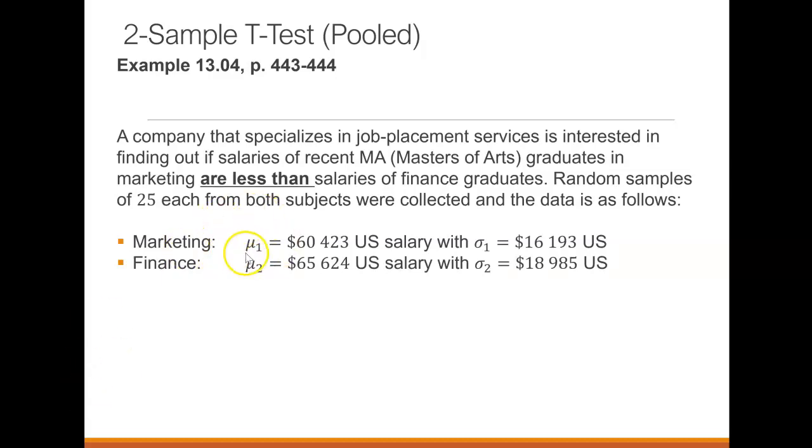Anyways, so the marketing average salary from our sample is $60,423 with a standard deviation of 16,193. And the finance is $65,624 with a standard deviation of 18,985. We're going to test at a 5% significance level. So what do we start by doing? Where do we go to find this test on our calculator? Help me remember the buttons.